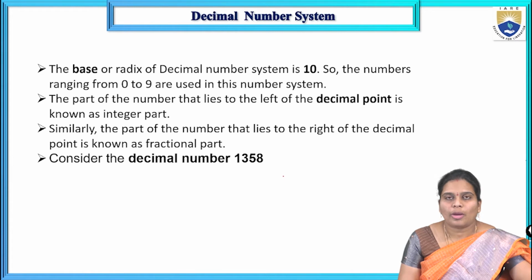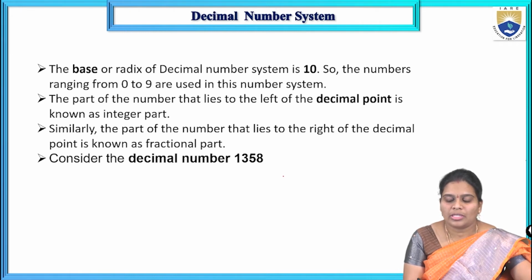So what do you know about this decimal number system? In the decimal number system, the base value is 10, with values from 0 to 9. Each and every number system includes real values or fractional values also.